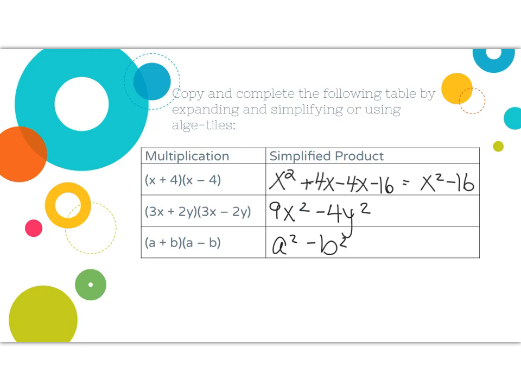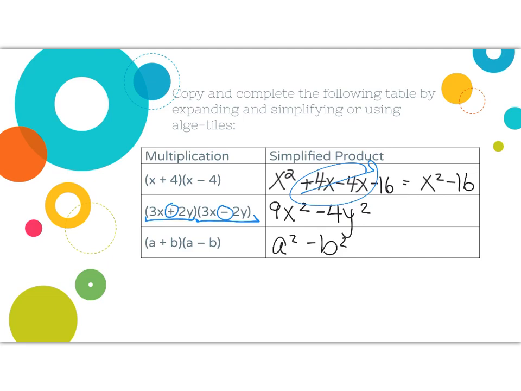Okay, so we can see that I showed the full expansion in the first one. We get x squared plus 4x minus 16. So our middle terms here cancel one another out. And they will always do this when we end up with two binomials that have the same values and simply differ by the sign in between.